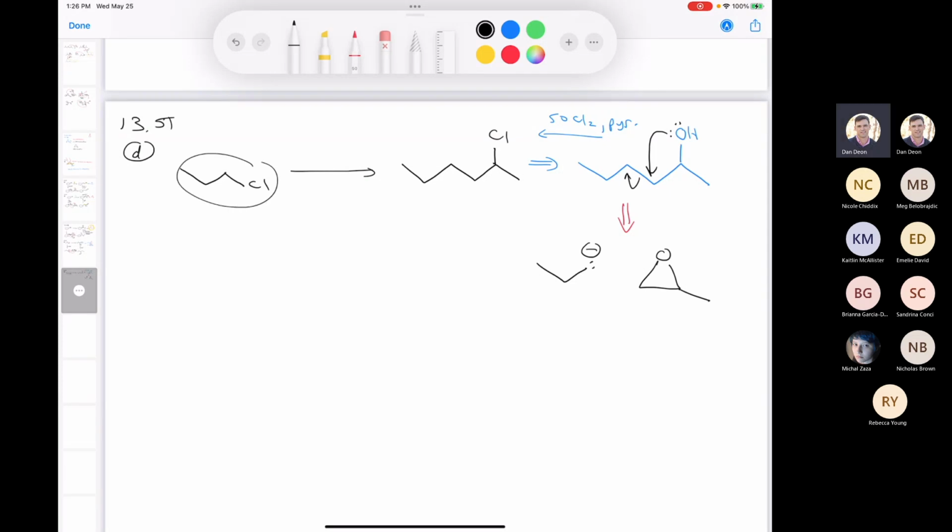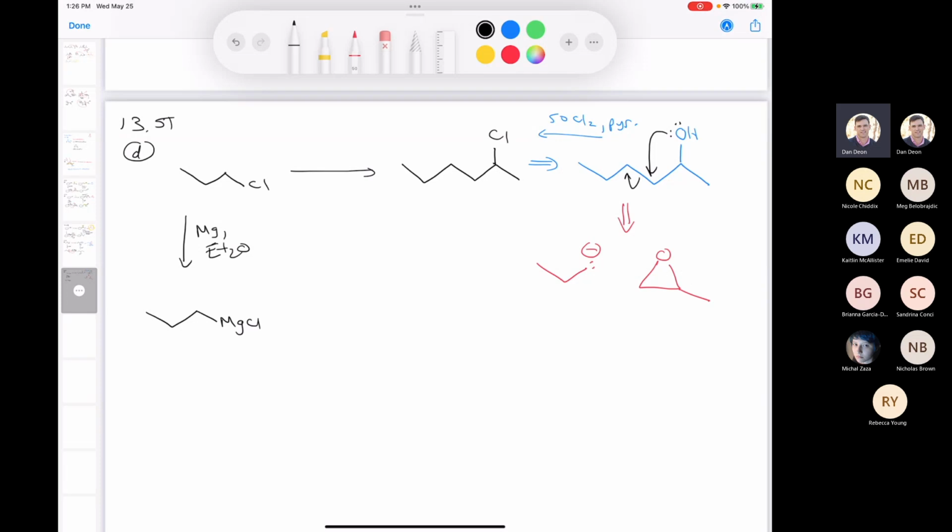Could we make a Grignard from this? Yes. Can we assume that we have a 2-methyloxirane? Yes. Also yes. And so there's our retrosynthesis. Now we've kind of solved the entire problem, really. And so all we need to do is first convert the 1-chloropropane into a Grignard using magnesium and diethyl ether. And that's going to give us propyl magnesium chloride.